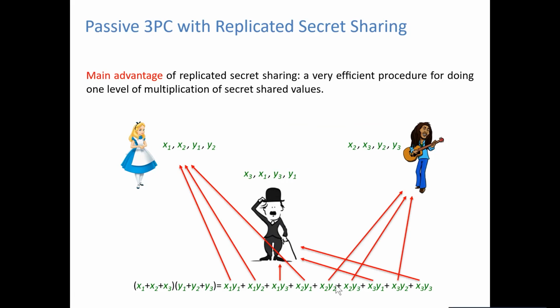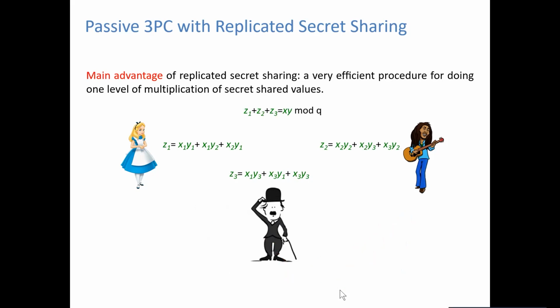So if you look at it, all the 9 terms of this addition can be locally computed by one of the 3 parts. Some of them can be computed by either, like if you pick X2, Y2, it can be computed by either Alice or Bob. So you just attribute it to one of them. But the main thing is that all these terms here can be locally computed by one of the parts.